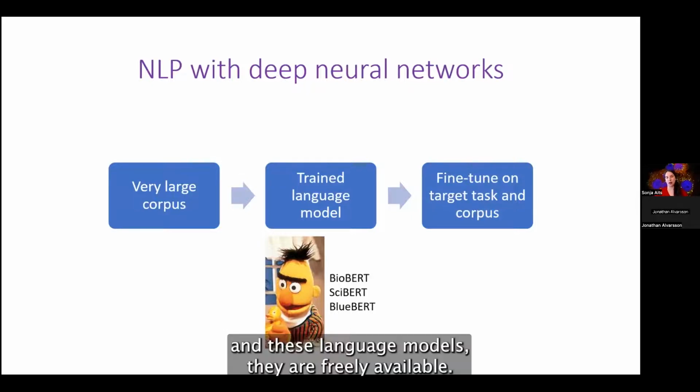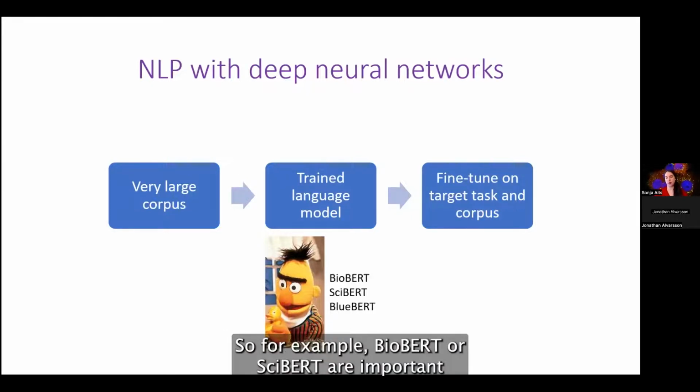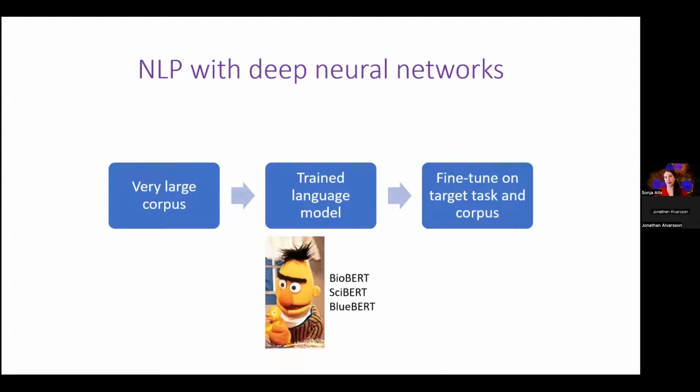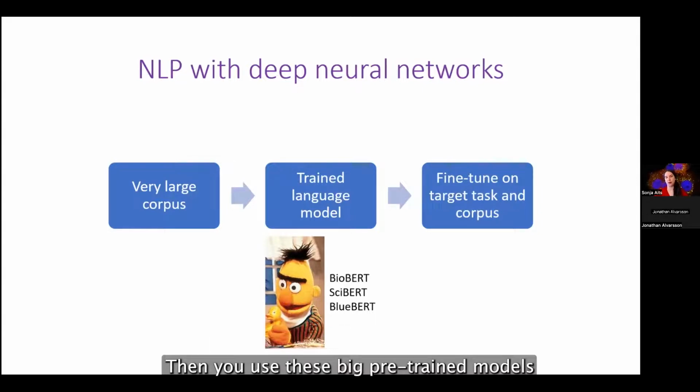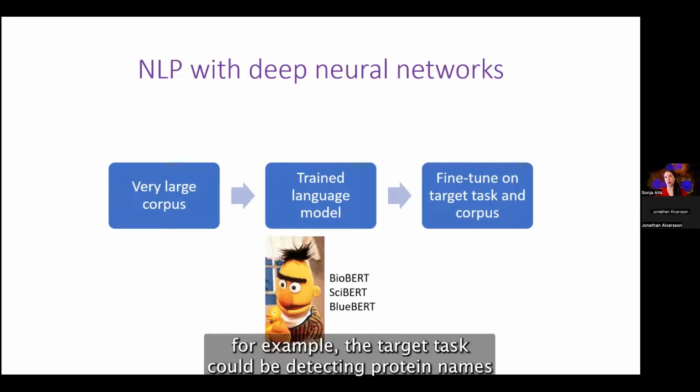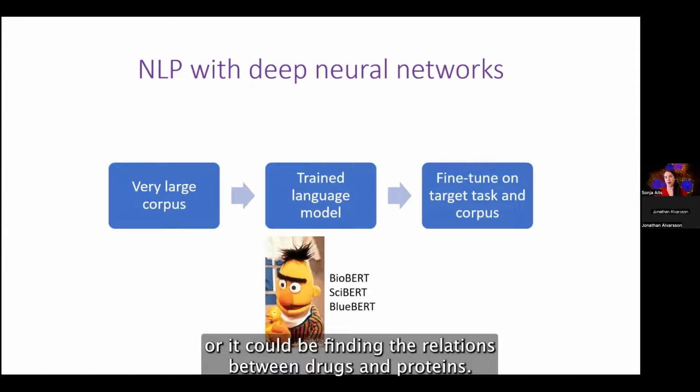And these language models are freely available. For example, BioBERT or SciBERT are important bio-NLP models that are made freely available. Then you use these big pre-trained models and you fine-tune them on a target task and corpus. The target task could be detecting protein names, or it could be finding the relations between drugs and proteins.